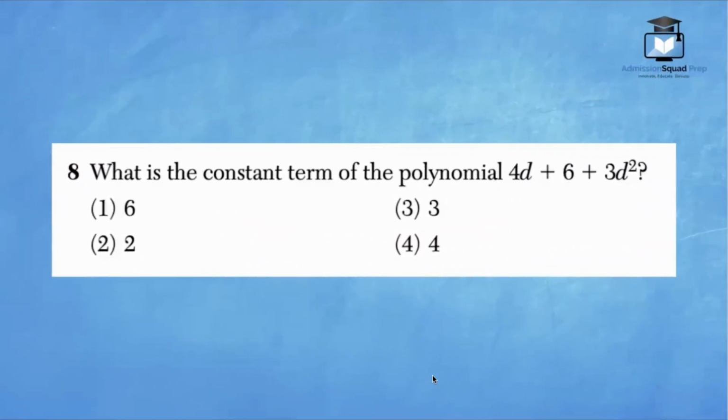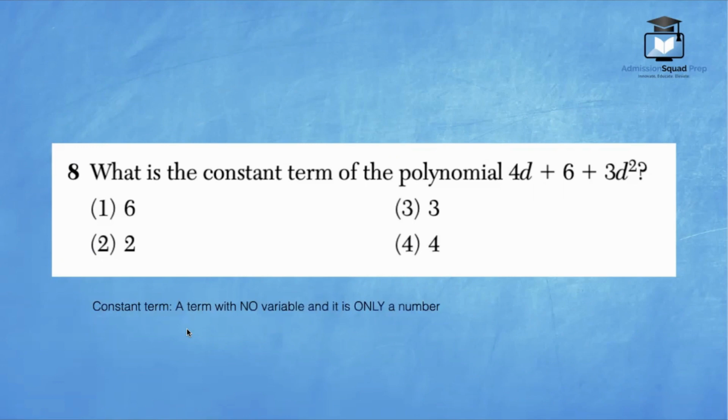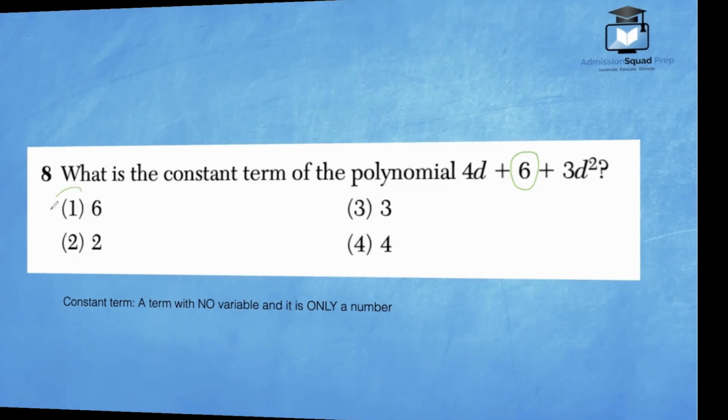What is the constant term of the polynomial 4d plus 6 plus 3d squared? Let's recall the definition of a constant term. It is a term with no variable, right? No x, y, a, b, c, or d, and it's only a number. So when we take a look at this polynomial over here, it's clear that 6 is the term with no variable, and it's simply a number by itself. So that is the correct answer.